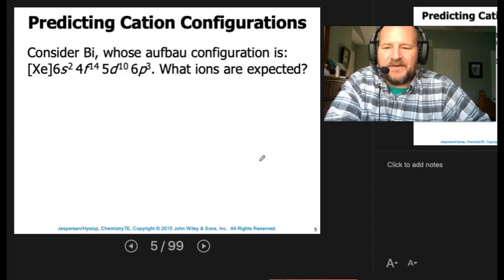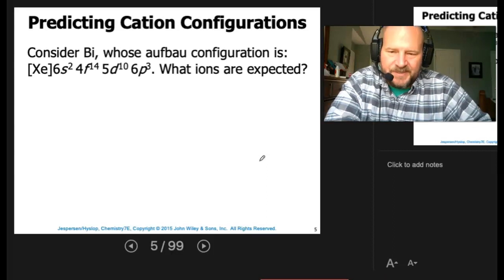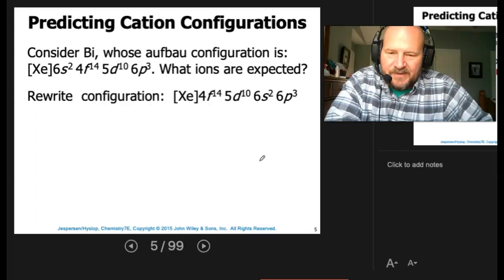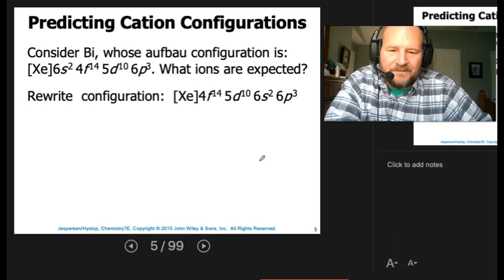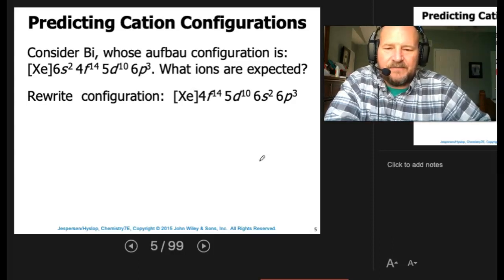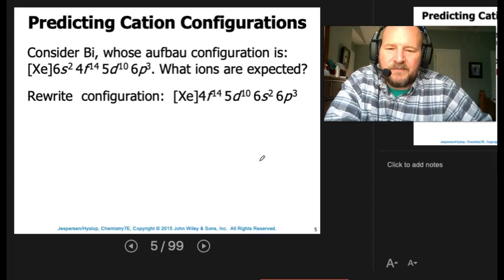Now, predicting cation configurations, consider bismuth, whose valence configuration would be 6s2, 4f14, 5d10, 6p3. And of course, the question becomes, what ions would you expect? The first thing we're going to do is rewrite this. So we're going to put it in order of level, of n values. So we have Xe, and then we have the 4, then we have the 5, then the 6s and the 6p. Now you can imagine that the +3 and the +5 would exist because we can get rid of the 6p3 and the 6s2.